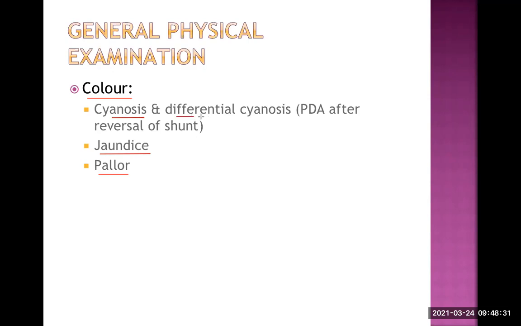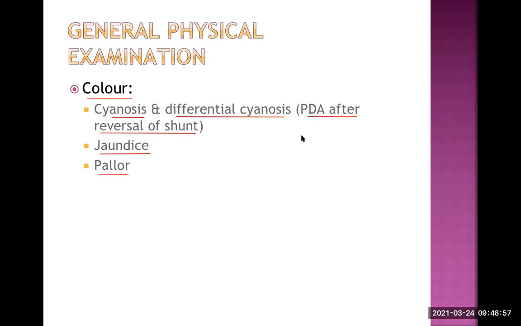Now, there is another term called differential cyanosis. Differential cyanosis occurs when there is PDA after reversal of the shunt. Let me explain this for you. PDA, where is the direction of blood flow in PDA? From where does blood start and where does it end in PDA?